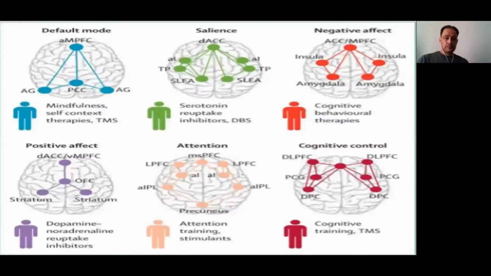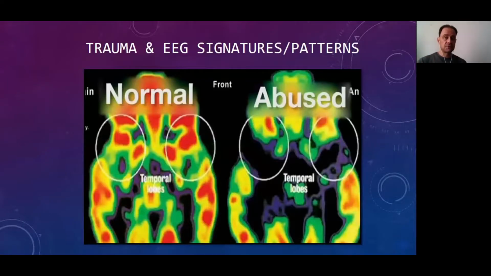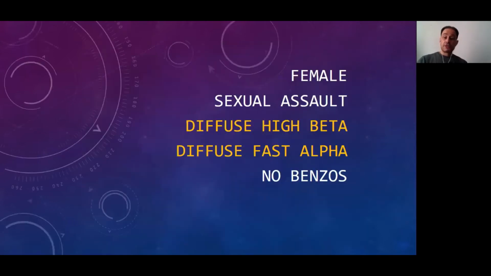So different networks can help us understand what modalities might work better for them and what type of intervention from different perspectives might work better for them. Let's look now at some EEGs of trauma victims. This is a female victim of sexual assault, and she has diffuse high beta and diffuse fast alpha. It means it's highly distributed. It's all over the brain.